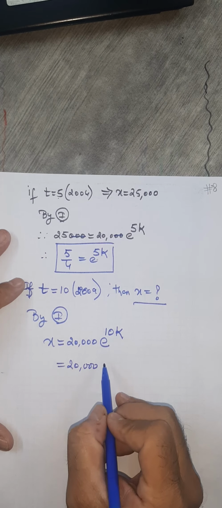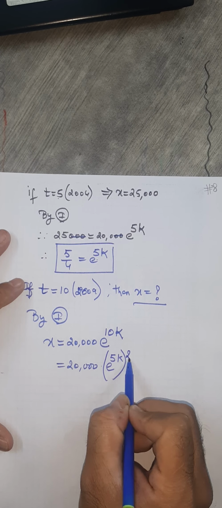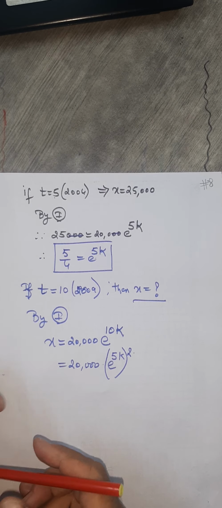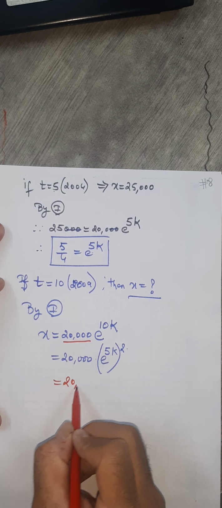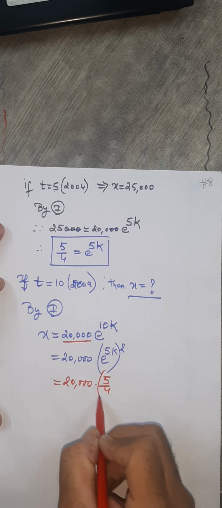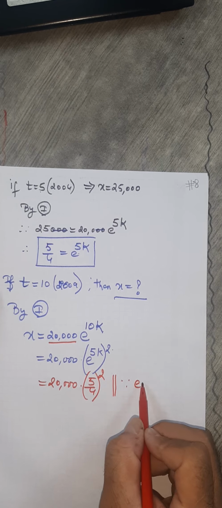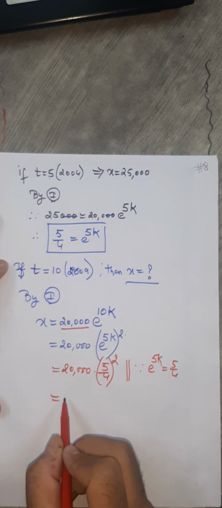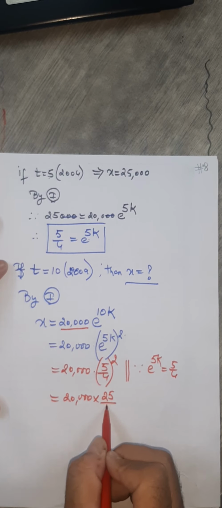But you know e raised to 5k. So what I'll do, I'll write e raised to 5k, the whole raised to 2. You know power of the power gets multiplied. Why have I expressed it in this form? Because I know e raised to 5k, C already used, which is 20,000. So 20,000 into this, this is 5 by 4 the whole square. Okay, because here let me write e raised to 5k is 5 by 4. And therefore you have 20,000 into 25 by 16.